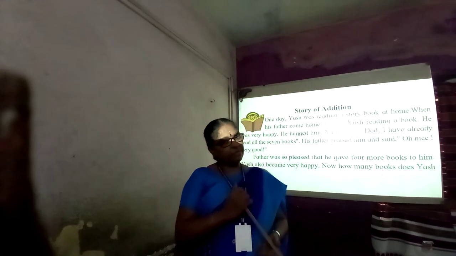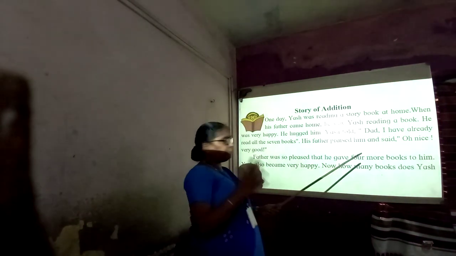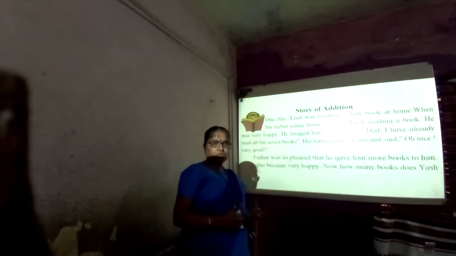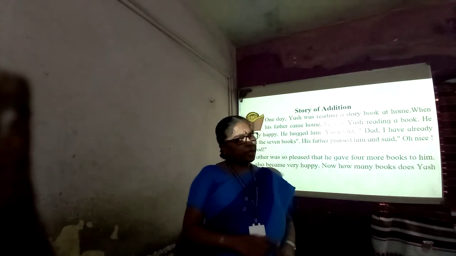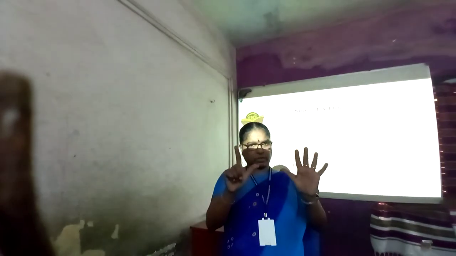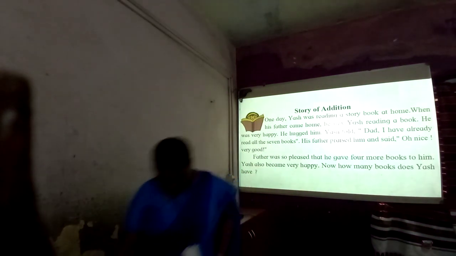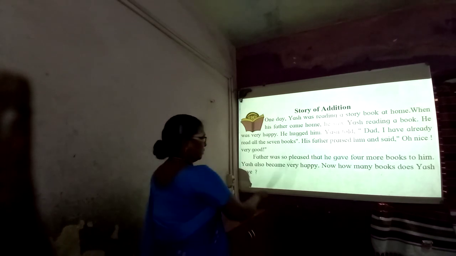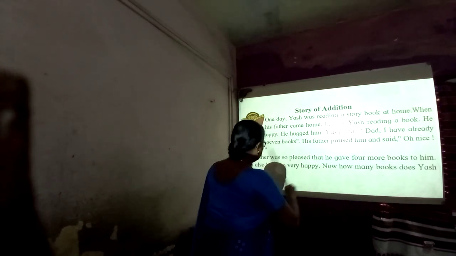He read 7 books. Father was so pleased. Father was so happy that he gave 4 more books to him. How many books did he give more? He gave 4 more books. First, how many books did Yash read? Yash read 7 books. And father gave 4 more books. Yash also became very happy. Now, how many books does Yash have?